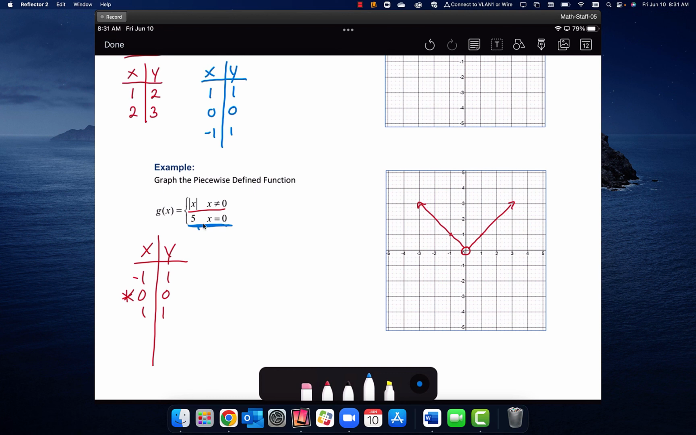when x is 0, we get a 5 and nothing else. There's no equation, there's just this constant 5. So it's just a point.